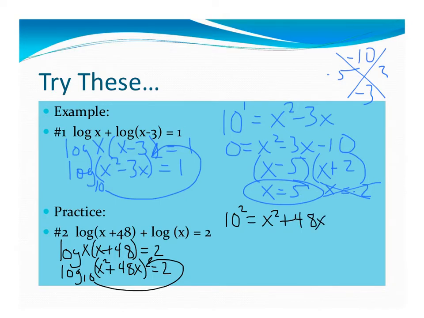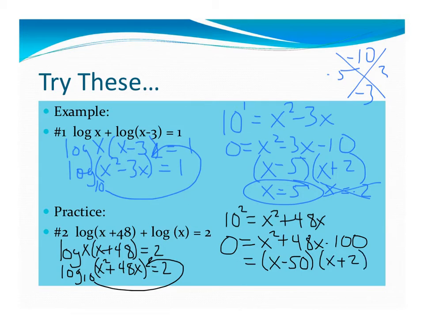Ooh, well this is 100 over here, right? 10 squared is 100. I'm going to set everything equal to 0. Once again, it's kind of the same type of problem. I'm going to have 0 equals x squared plus 48x minus 100, right? Because I'm subtracting 100 from the other side because 10 squared is 100. Hopefully you can handle that step all at once. So I'm going to factor it. What multiplies to negative 100 and adds to 48? Well, that would be negative 50 and positive 2. So I'm going to have x equals positive 50. I'm going to have x equals negative 2.